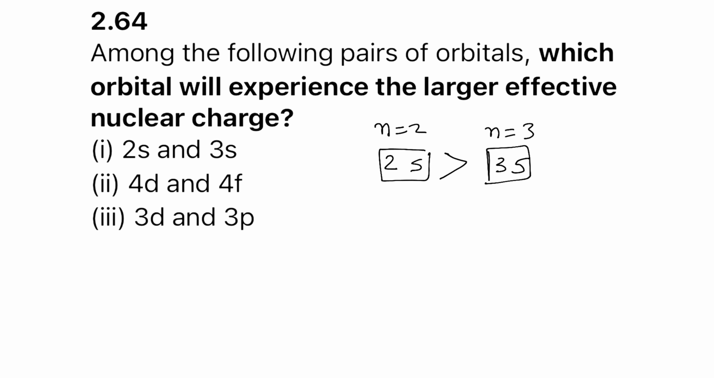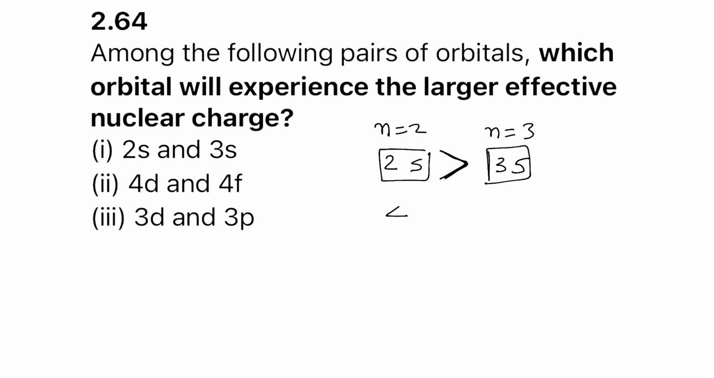So which will have more effective nuclear charge? 2s. It's easy, right? 2s is coming first. On filling, first 1s, then 2s, then only 3s is coming, right? Which means 2s is closer to the nucleus than 3s. Understand what I'm saying? If the orbitals are closer to the nucleus, then they experience more effective nuclear charge. Clear? Okay, that's about the first one.